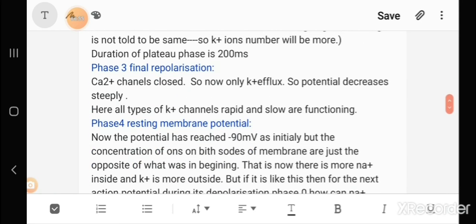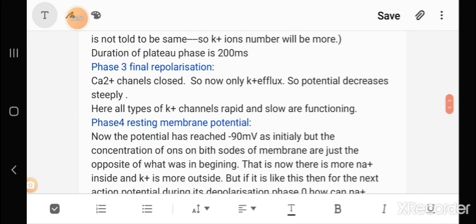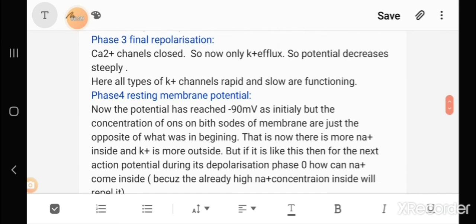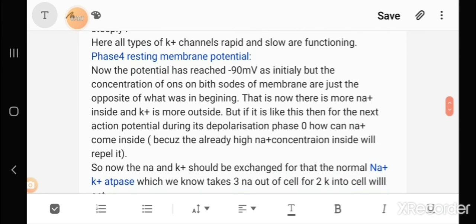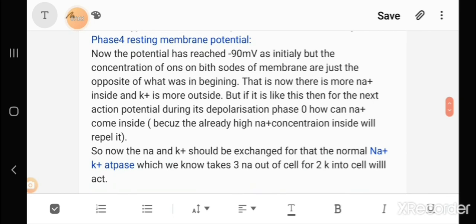So that is what I have written over here. Both the rapid as well as slow are functioning. Now phase 4. It is not a part of repolarization. After phase 3 itself, the membrane potential has reached minus 90, which is the resting membrane potential.